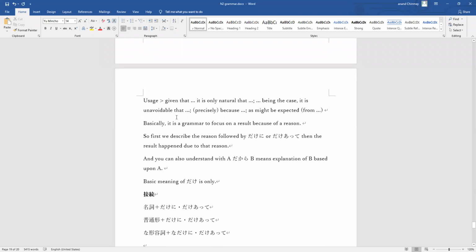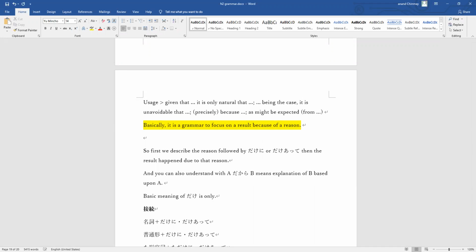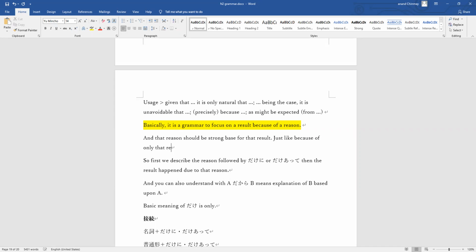So basically, it is a grammar to focus on a result because of a reason. This line is important for this grammar, and that reason should be strong because we are using dake. That reason should be a strong base for that result, like because of only that reason, this is the result.